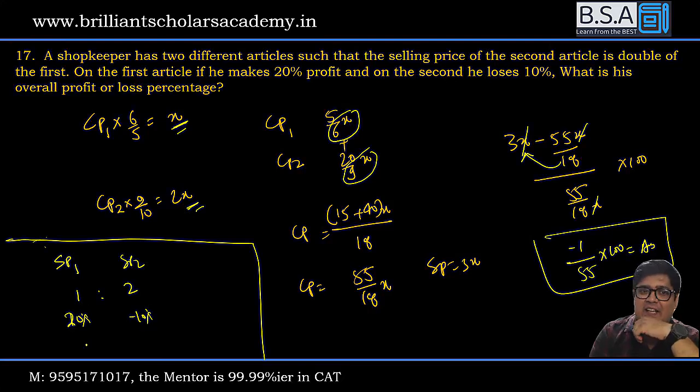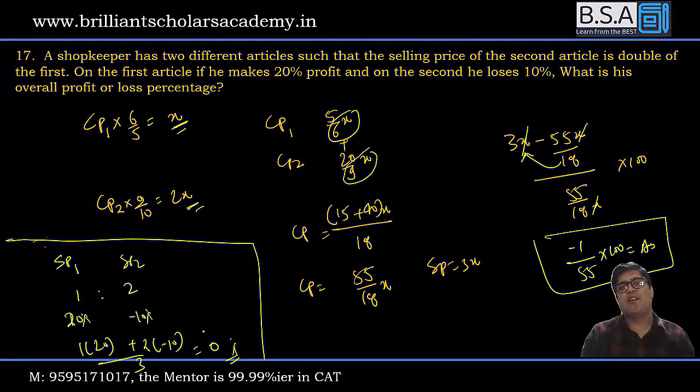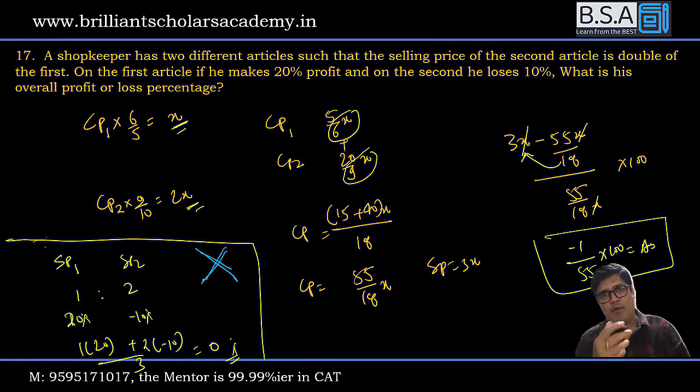So average ले लेते हैं. 1 into 20 plus 2 into minus 10 upon 3 is equal to 0. No profit, no loss. I can show you similar kind of solution online. बेटा ये गलत है, ये गलत है. ये जिन्होंने भी अपने कोर्स में डाला है, ये गलती कर बैठे हो आप. बहुत बड़ा blunder कर दिया आपने.